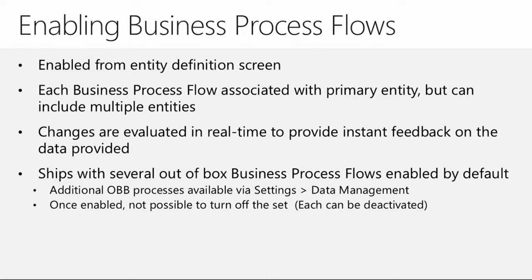Now, there are out-of-the-box business process flows that ship as part of the application and are enabled by default. A lot of those are typically going to be associated with cases and opportunities, and there are even several associated with the knowledge management functionality in the application. There are also additional business processes that you can turn on inside settings and data management. There are ready-to-use business processes that you can enable. This will turn on additional processes throughout the application.